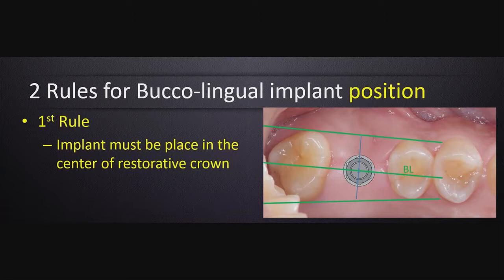And the cross-section of this mesial-distal and buccolingual is going to be the best position for the horizontal position of the implant. The cross-section of the buccolingual and mesial-distal is going to be the point where we're going to place the implant.